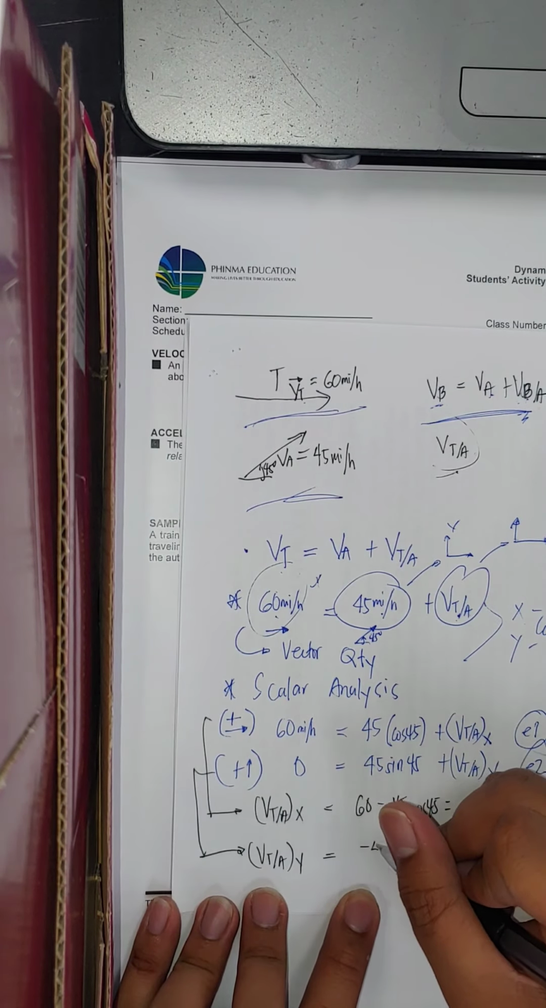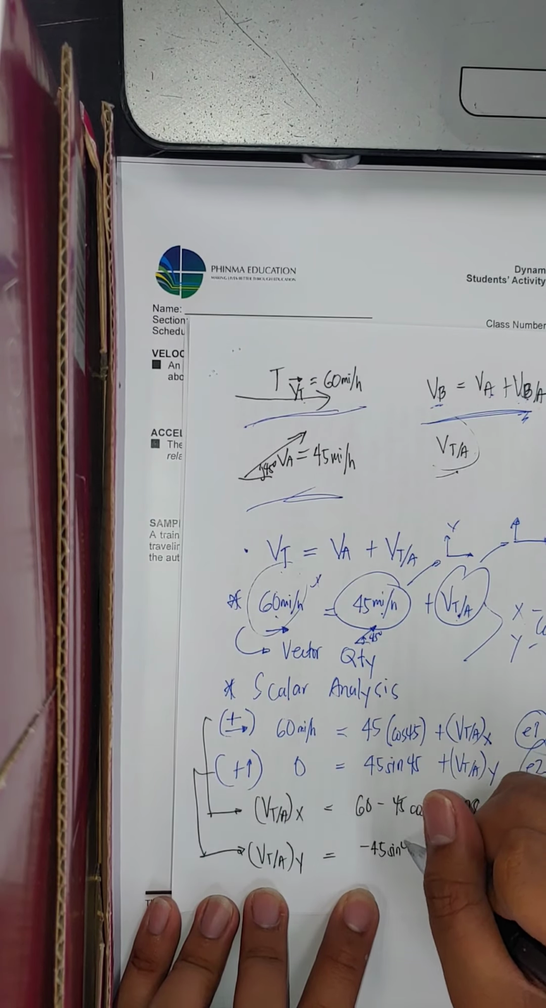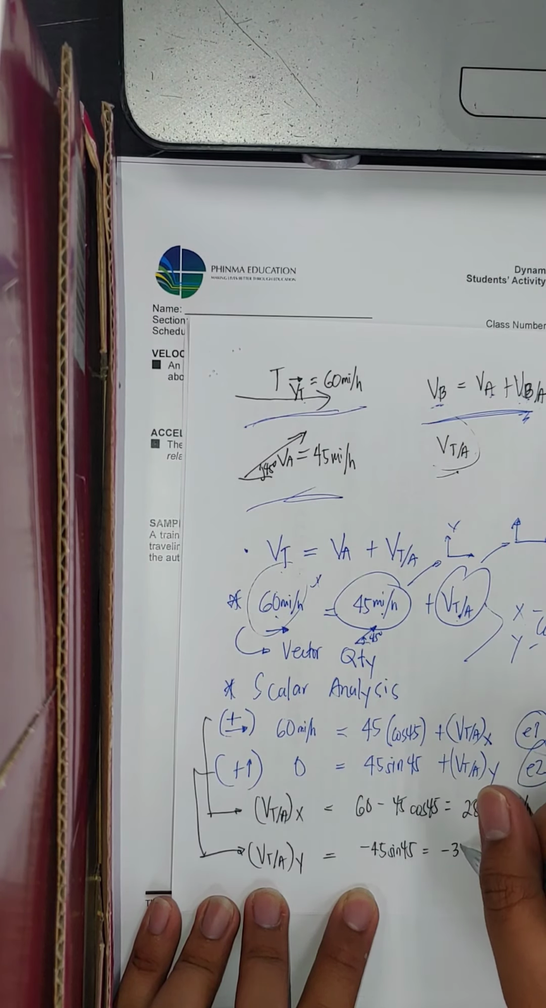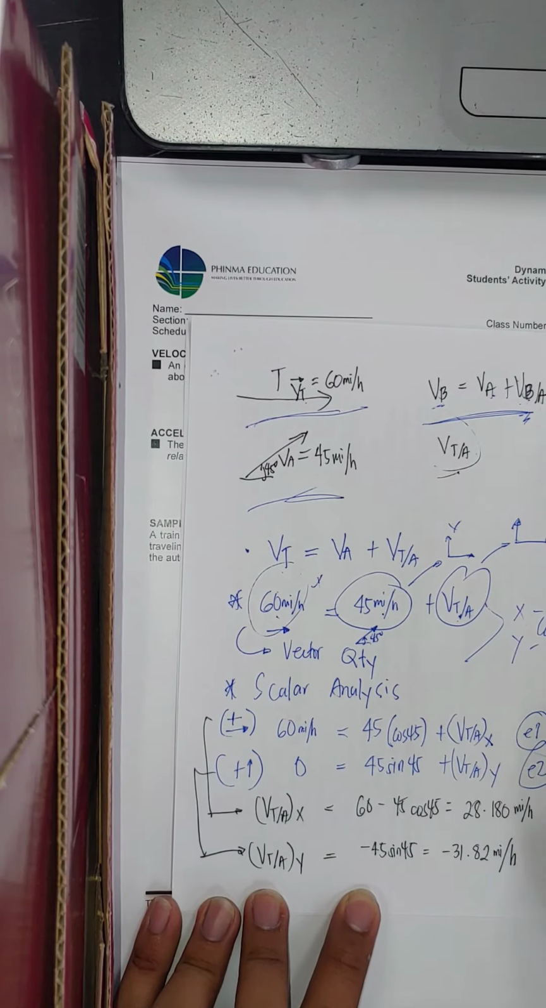That is negative 45 sine 45. So that is equal to negative 45 sine 45. So negative 31.82 miles per hour. So our x is along that side, positive.